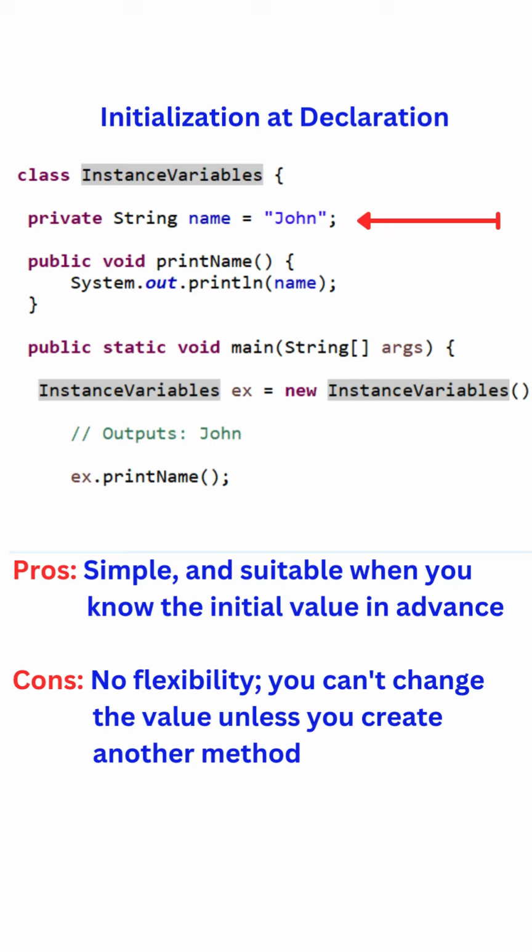Initialization at declaration. It is the practice of assigning a value to a variable at the time of its declaration. This allows the variable to be ready for use immediately, enhancing code clarity and reducing the risk of uninitialized variables. Pros: simple and suitable when you know the initial value in advance. Cons: no flexibility. You can't change the value unless you create another method.